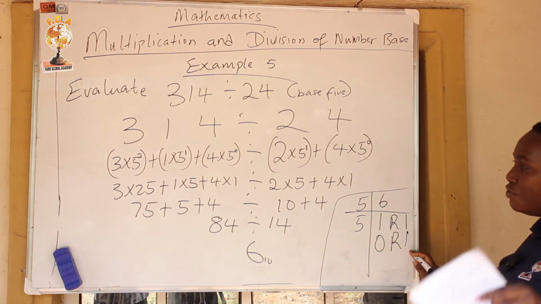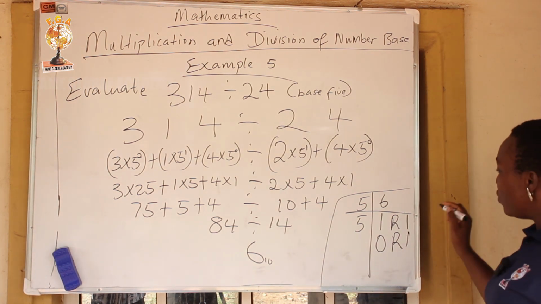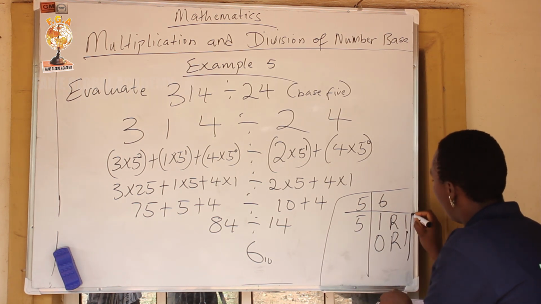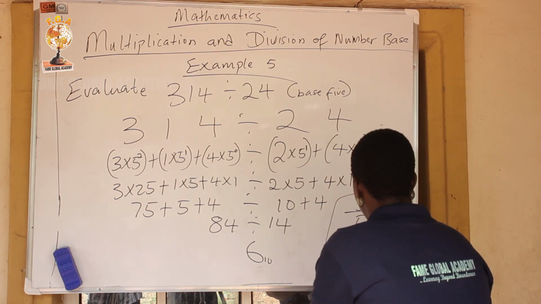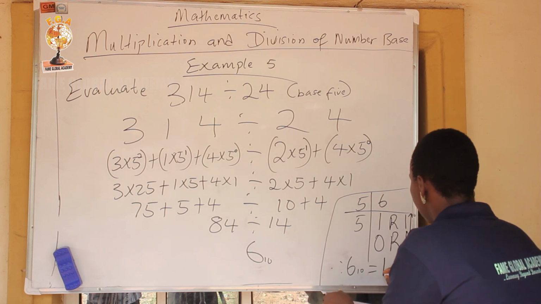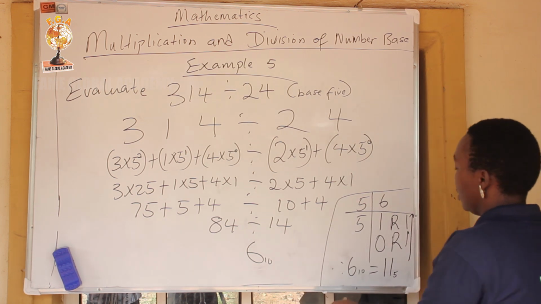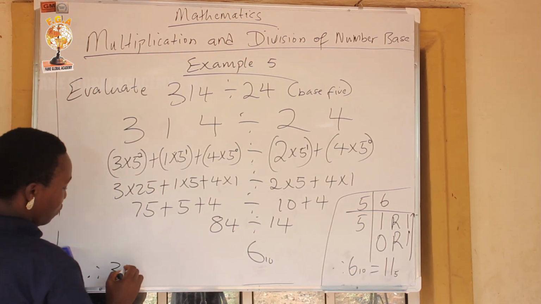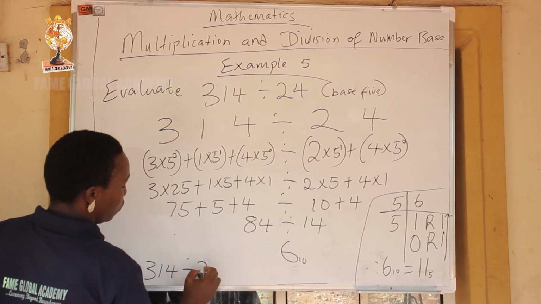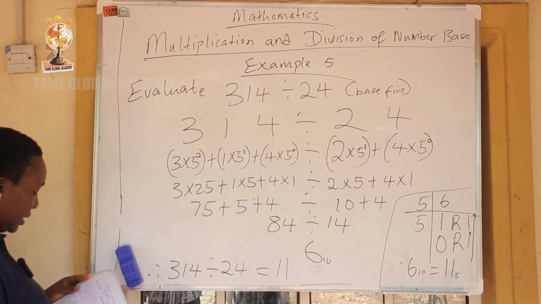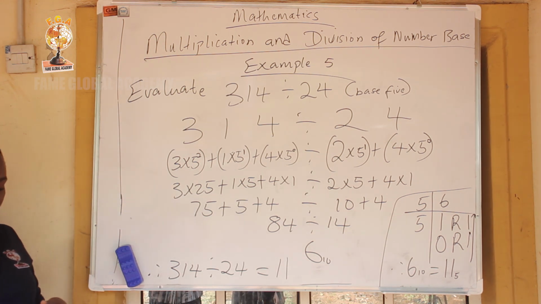So like I said, if you remember also in our first class, when you have an answer like this, you read your answer from down up. So therefore, our answer 6 base 10 is equals to what? 11 base what? 5. So you now come here and say, therefore, 314 divided by 24 is equals to what? 11. 314 divided by 24, the answer is what? 11.